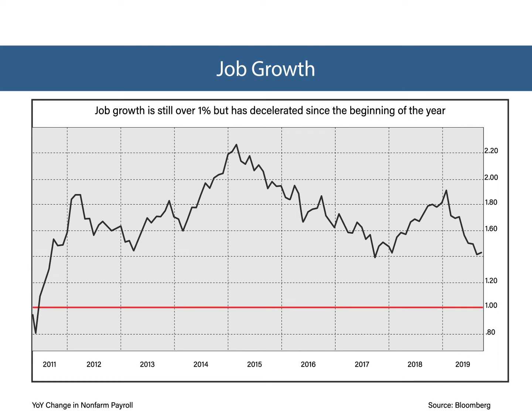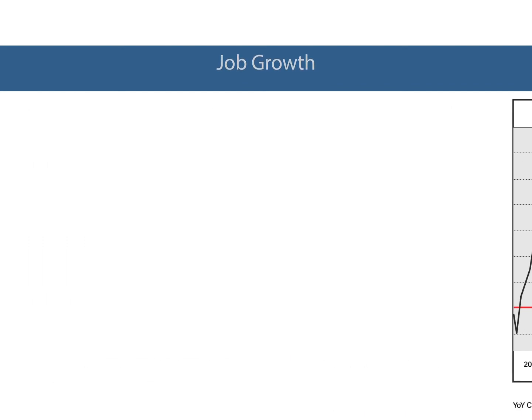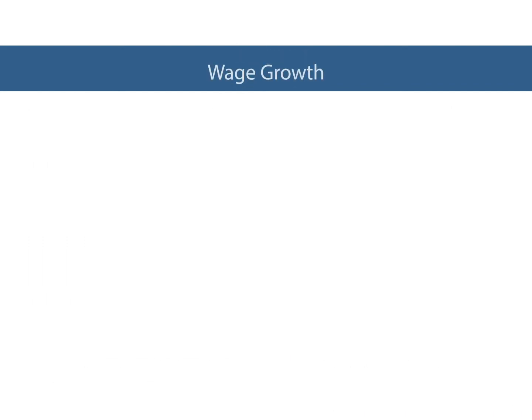In fact, if we look at 2018, we're creating about 240,000 jobs each month. But recently we've seen that slow down this year. We're creating about 130,000 jobs each month. If we see year-over-year job growth fall below 1%, that will give us a confirmation we're looking for that a recession is coming. Another economic statistic we look at is wage growth.